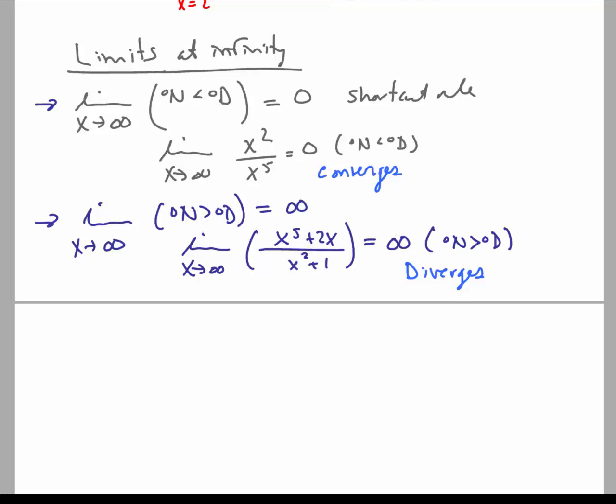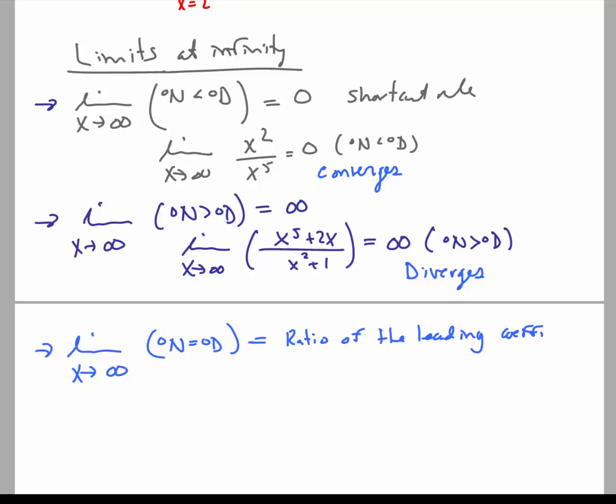Okay, so we have one rule left. We have less than, greater than, and then what if they're the same? Limit as x approaches infinity, and of course this would work with negative infinity as well. You just have to watch out for the powers. What if the degree in the numerator and the degree in the denominator were the same? Well, this limit is the ratio of the leading coefficients. So that's what I have going on here. The ratio of the leading coefficients.